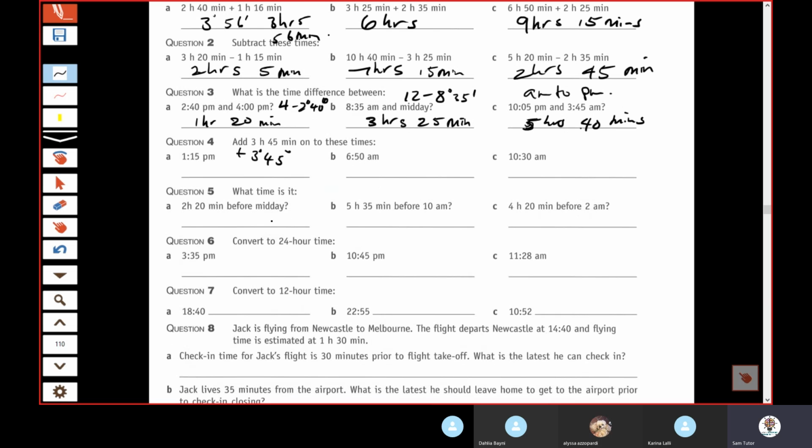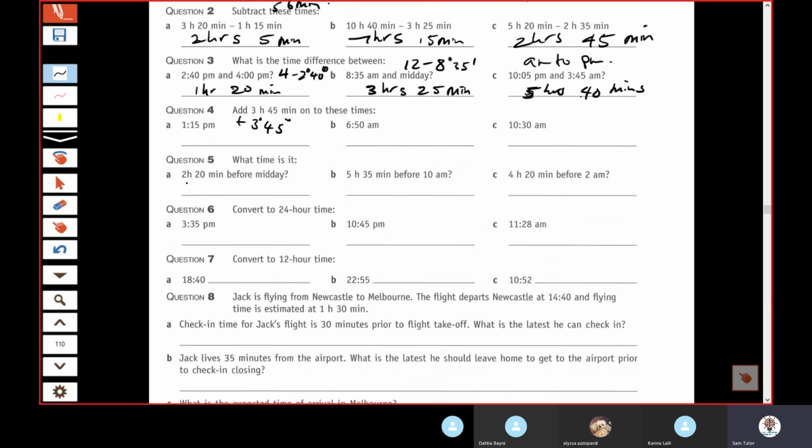What time is it 2 hours and 20 minutes before midday? You should be able to just go, midday, 12, take away 2 hours and 20 minutes. So 12 take away 2 hours, 20 minutes gives you 9 hours and 40. So 9:40 a.m.